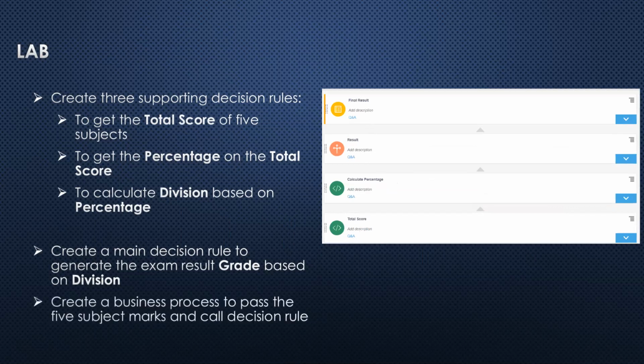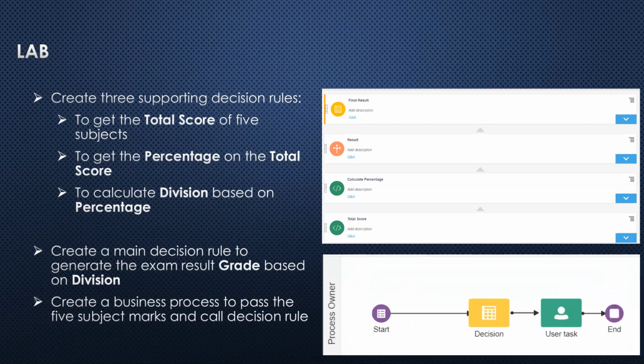Now, once our decision is ready, we will create a business process to pass the 5 subject marks and call the decision rule in order to calculate the grade. So this is the process which we are going to create. Basically in this lab, we are going to calculate the grade based on the 5 subjects' marks. So let's see how we can build our decision model and how we can use this decision model in a business process. Let's get started and log in to the Process Cloud service.